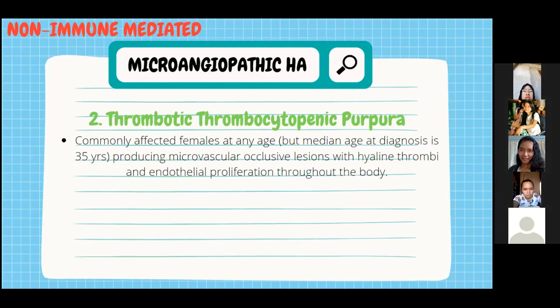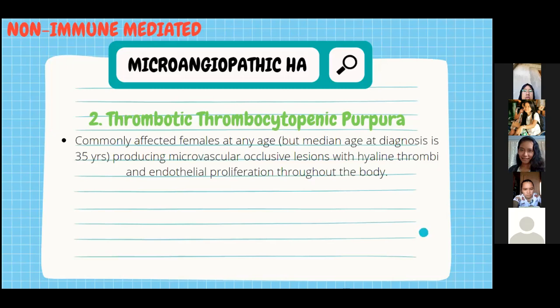Now we have thrombotic thrombocytopenic purpura. It commonly affects females at any age, but the median age at diagnosis is 35 years old, producing microvascular occlusive lesions with hyaline thrombi and endothelial proliferation throughout the body. Thrombotic thrombocytopenic purpura is a rare disorder that causes blood clots, or thrombi, to form in small blood vessels throughout the body. These clots can cause a serious medical problem if they block blood vessels and restrict blood flow to organs such as the brain, kidneys, and the heart.